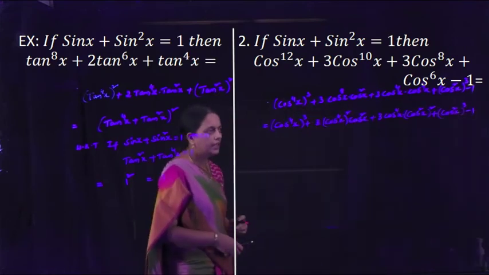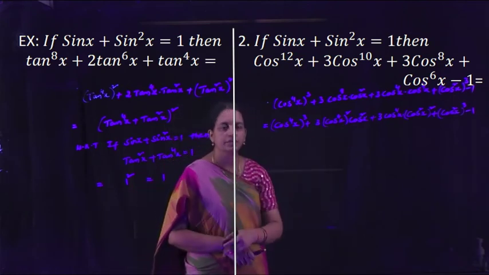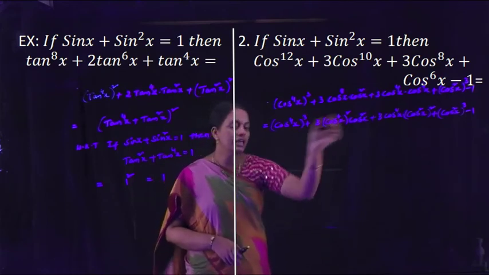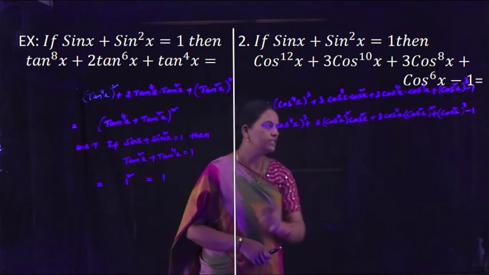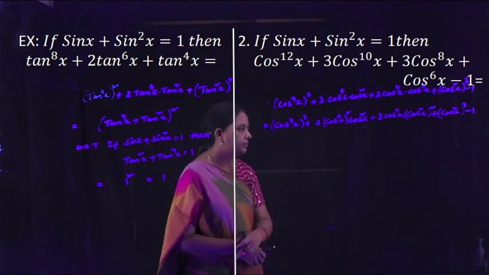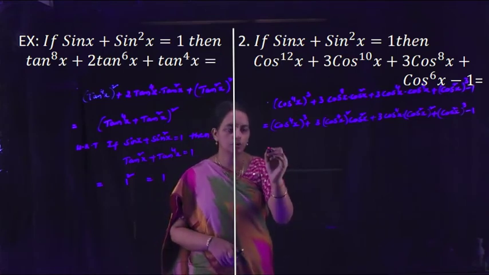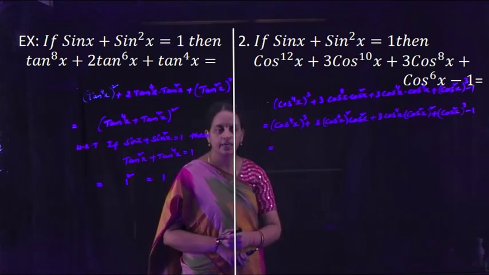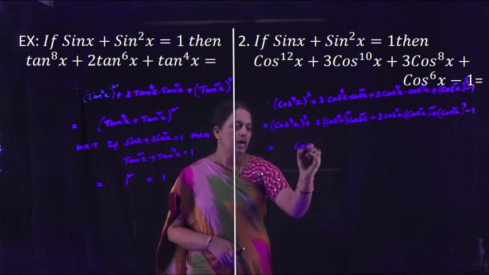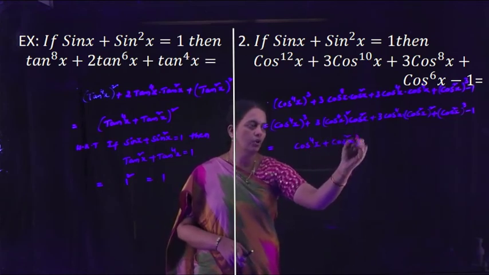Here cos power 4x can be treated as a and cos square x can be treated as b. So this is in the form of a cube plus 3a square b plus 3ab square plus b cube minus 1. A cube plus 3a square b plus 3ab square plus b cube means a plus b whole cube. Here a means cos power 4x and b means cos square x. So it can be written as cos power 4x plus cos square x whole cube minus 1.